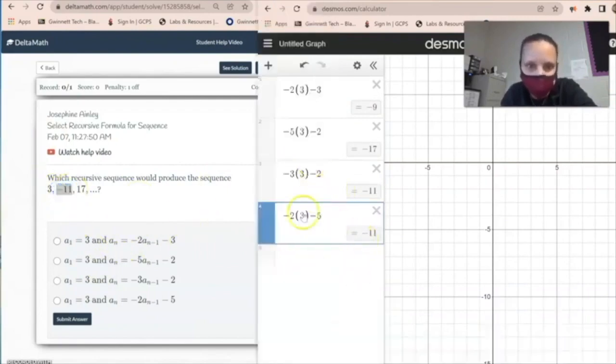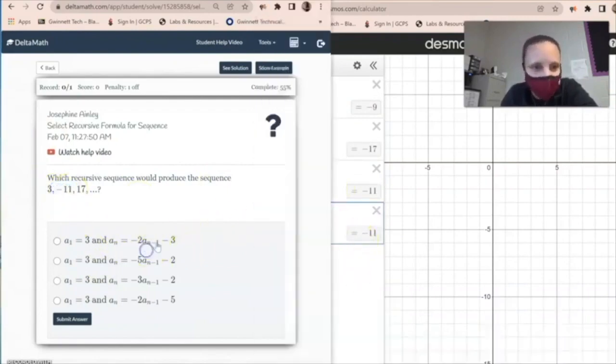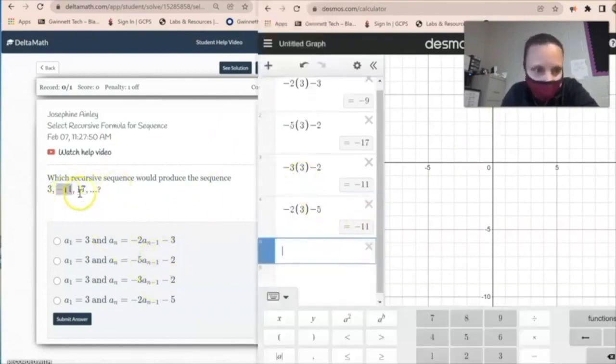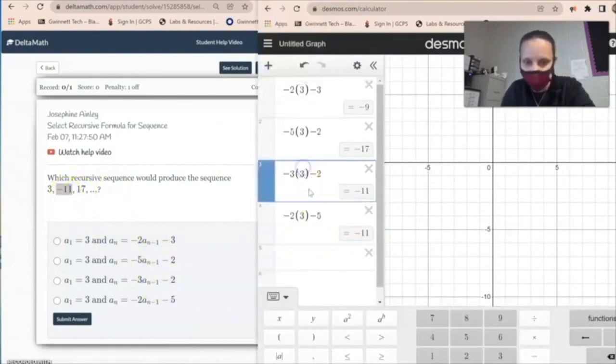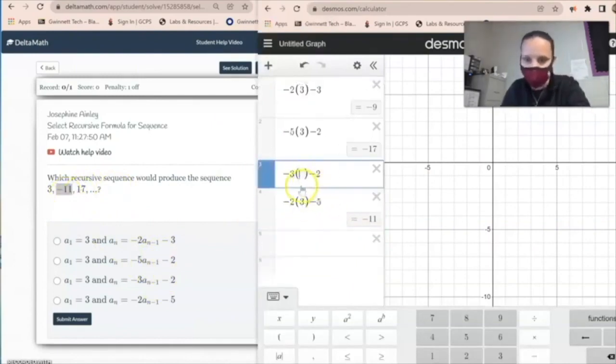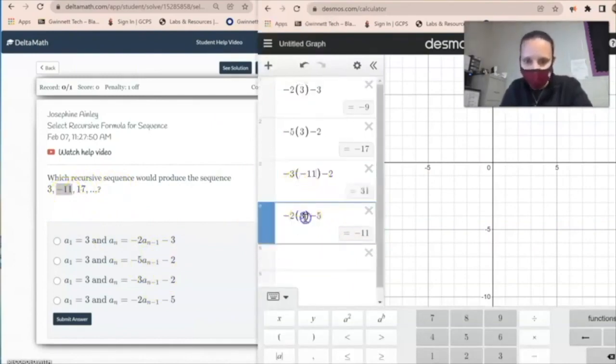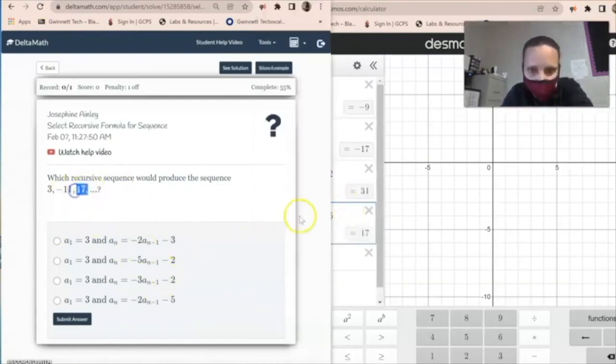So these last two. So now I'm looking at these two. Now I'm on A2, right? A2 is now negative 11. So when I put in that term and do this to it, do I get 17? These are the only two that are working so far. So negative 11 and negative 11. Do I get the next one, which is 17? Only on the last equation.